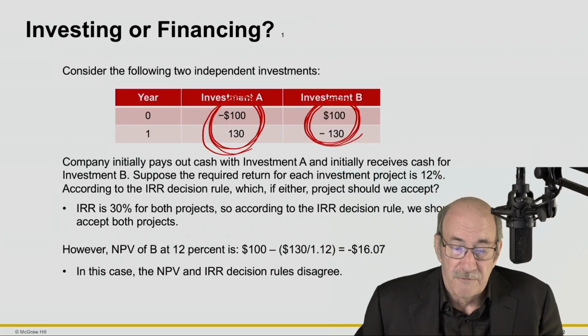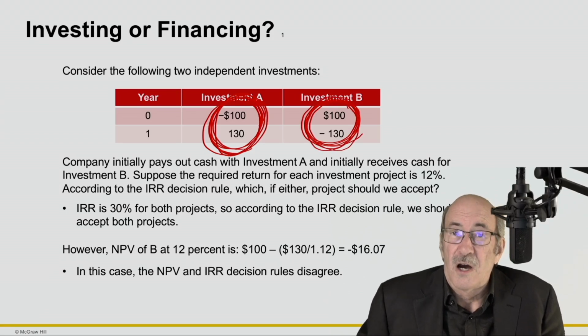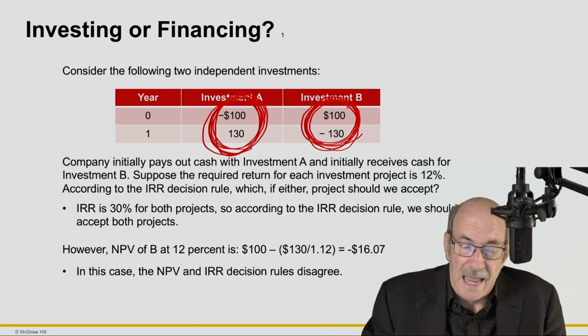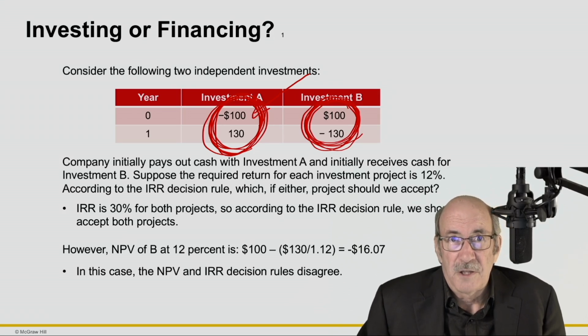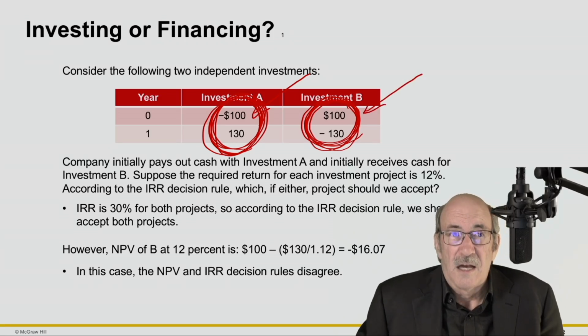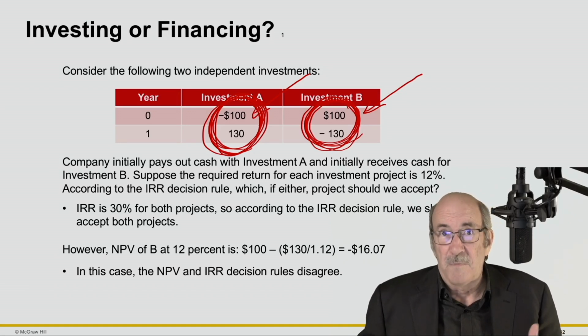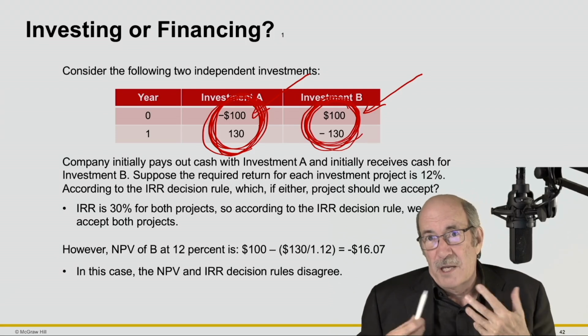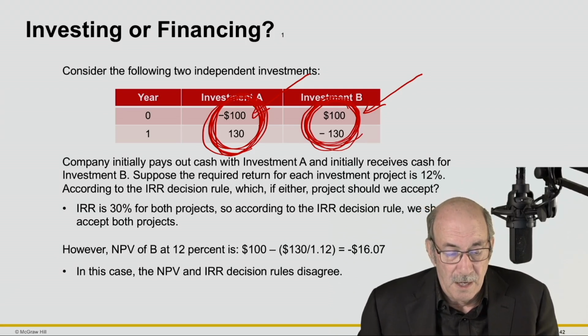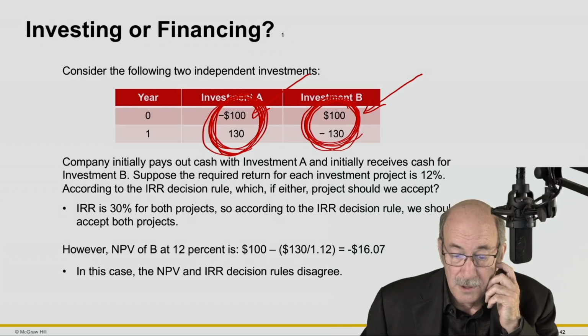Okay, so here we have two projects that have identical cash flows, but the signs are opposite. So project A is a normal investment project. It's a cash outflow at time 0 and a cash inflow at time 1. Project B is a financing project, actually. It has a cash inflow at time 0 and a cash outflow at time 1. So we're basically borrowing at time 0 and we're paying it back at time 1. The IRR for both projects turns out to be 30%.